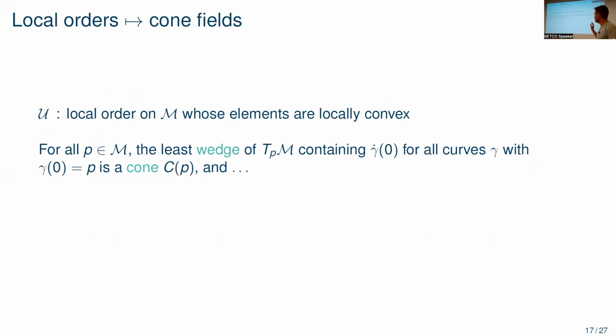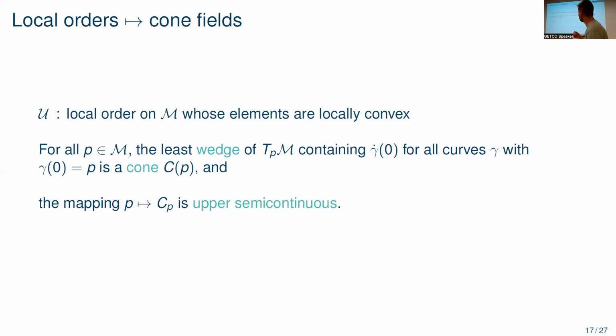For each point P, you consider the least wedge containing all the velocity vectors of the directed paths that go through that point. You have a local order, so you have a notion of directed path. You consider the smooth directed paths that go through a point, so you have velocity vectors at that point. You consider the wedge generated by this, and what you can prove is that this wedge is actually a cone, but you have to prove it. And the map you obtain is indeed upper semi-continuous.